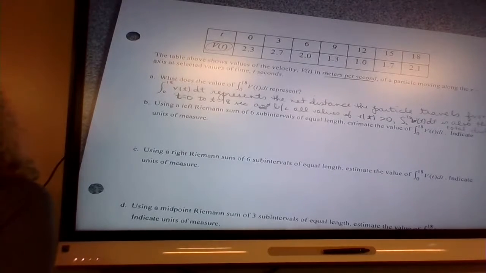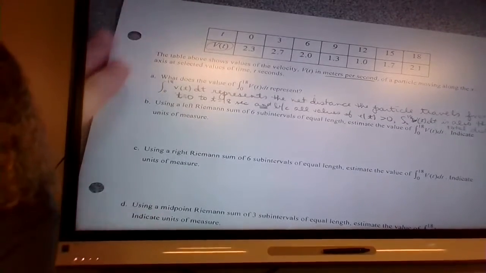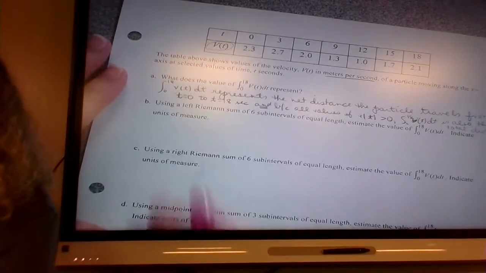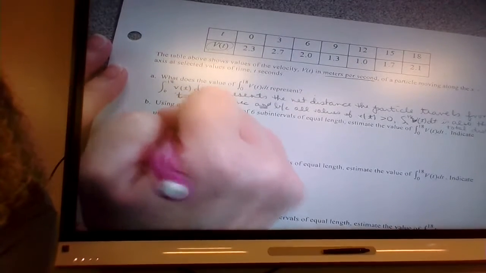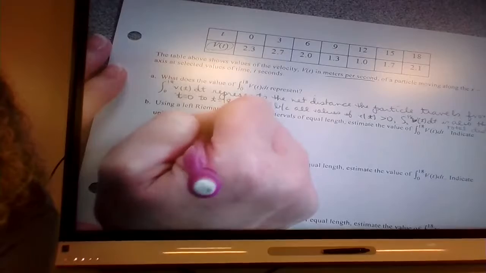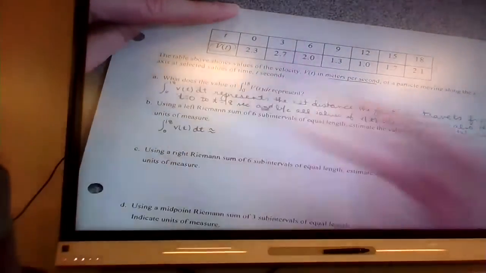All right, using a left Riemann sum of 6 subintervals of equal length, estimate the value of the integral from 0 to 18 of v of t dt, indicate units of measure. Okay, so from 0 to 18, v of t dt would be about, how many do we need? 6.